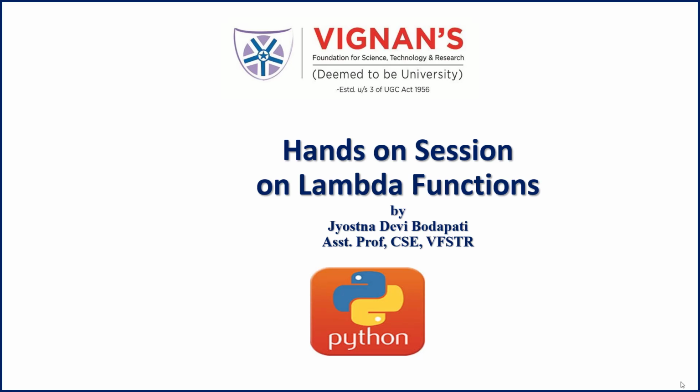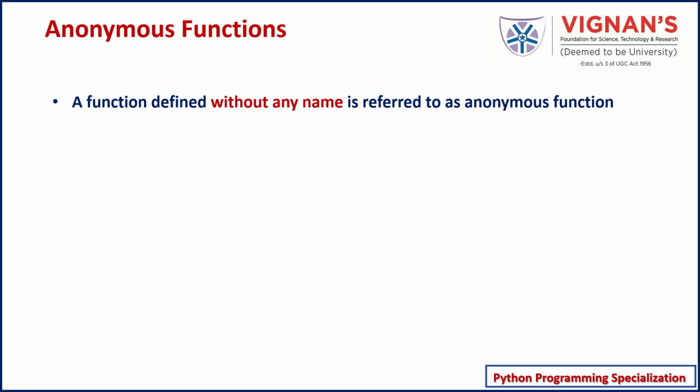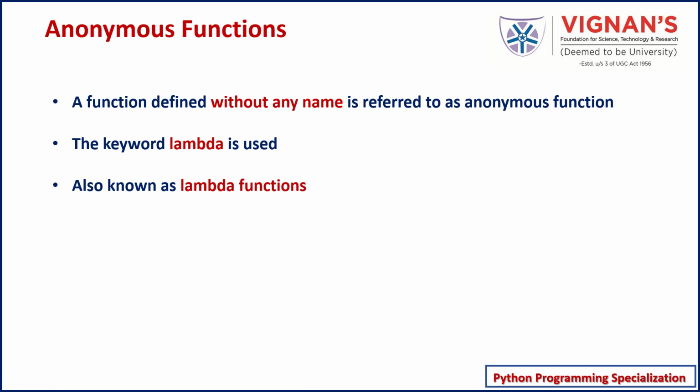In this video, we will see the details about another distinctive feature that is provided by Python, that is lambda functions. These lambda functions allow us to define functions without any name, and such functions which are defined without any name are known as anonymous functions. So we can use the lambda keyword to create these kinds of anonymous functions.